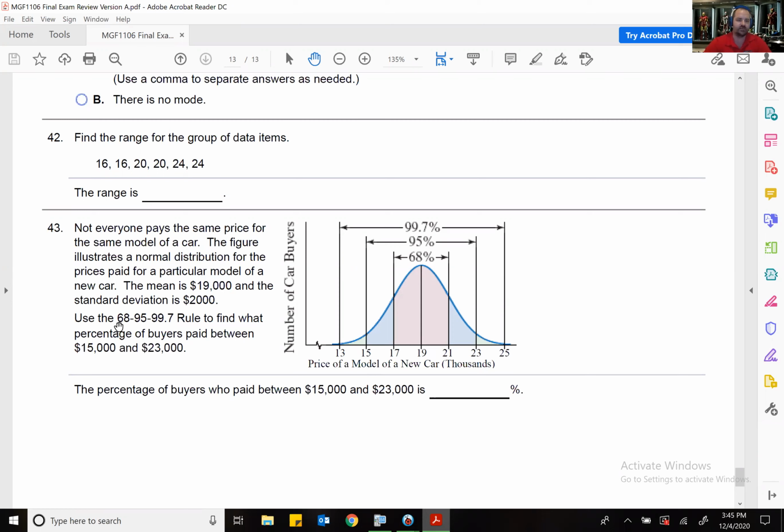They want us to use the empirical rule to find what percentage of buyers paid between 15,000 and 23,000? Well, here's 15,000. Here's 23,000. What is the percentage between these two numbers? 95. You have just answered your final question. And that is what the MGF 1106 final cumulative exam will look like.